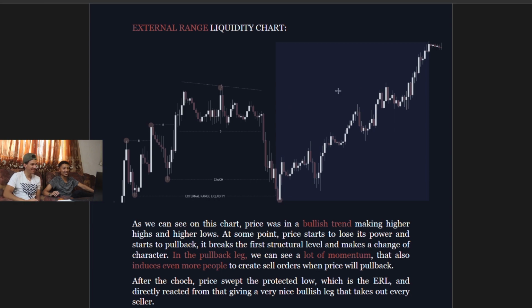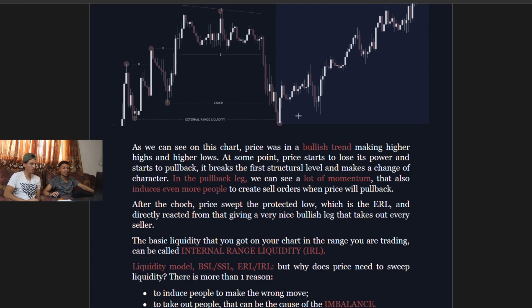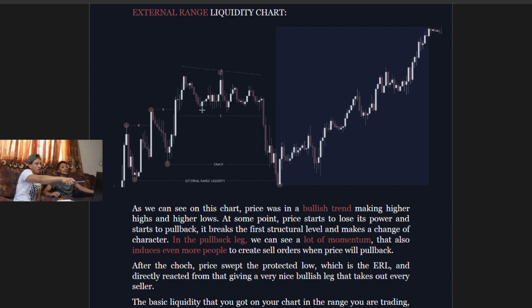The next step is, as we can see on this chart, price was in a bullish trend, breaking higher highs and higher lows. At some point, price started to lose its power and started a pullback. So let's identify the pullback. There it is: a high creates a pullback. It breaks the first structural level and makes a change of character. So there's that change of character.